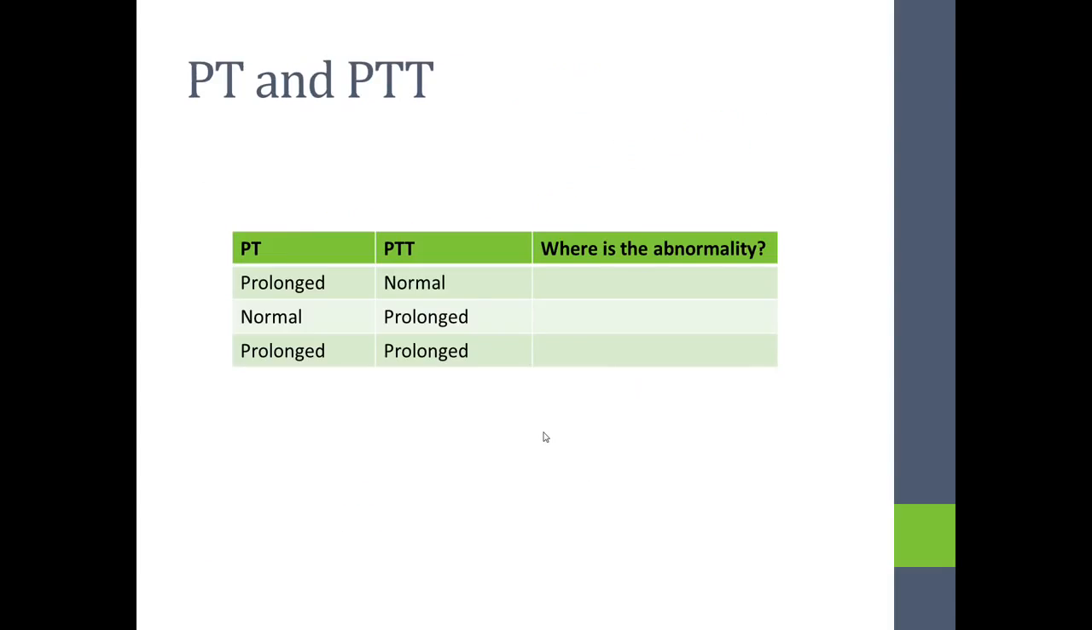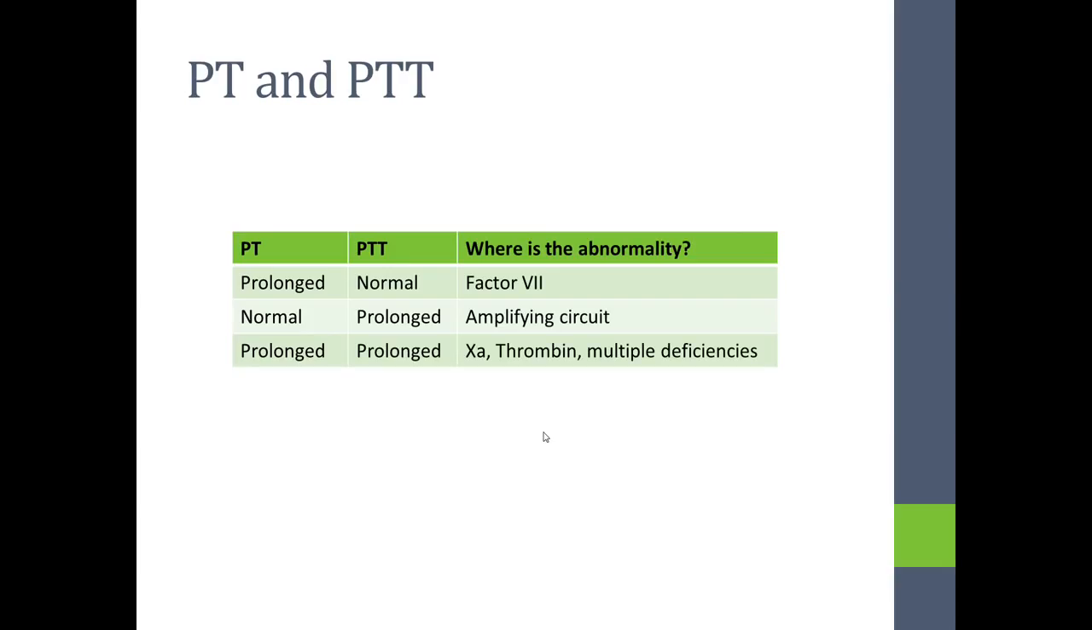Okay, so the PT and the PTT, these are things which you will order frequently in your patients, and there are basically 3 outcomes, aside from normal. The PT can be prolonged and the PTT can be normal. The PT can be normal and the PTT can be long, or they can both be long. Where is the anomaly? In the case of the PT being prolonged and the PTT being normal, you know it's factor 7 deficiency primarily, because if it was factor 10 deficiency or factor 5 deficiency, this would be abnormal as well, right?